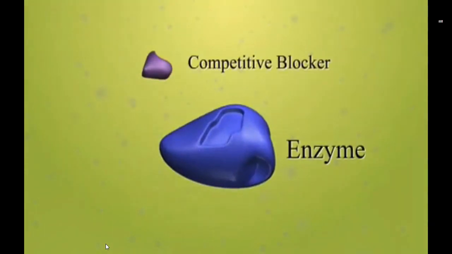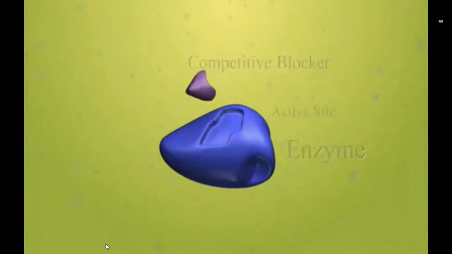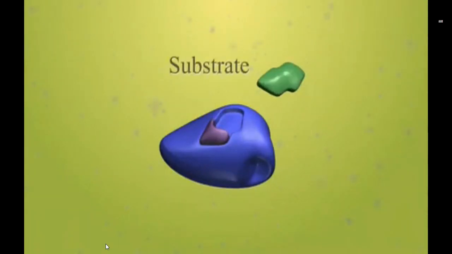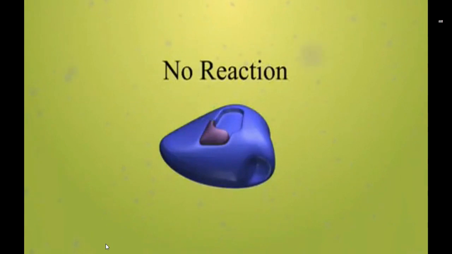Competitive inhibition occurs when the enzyme encounters a blocker, which mimics the properties of the substrate and binds to the enzyme's active site. Thus, when the substrate is encountered, the active site is not available for attachment and no reaction will occur.